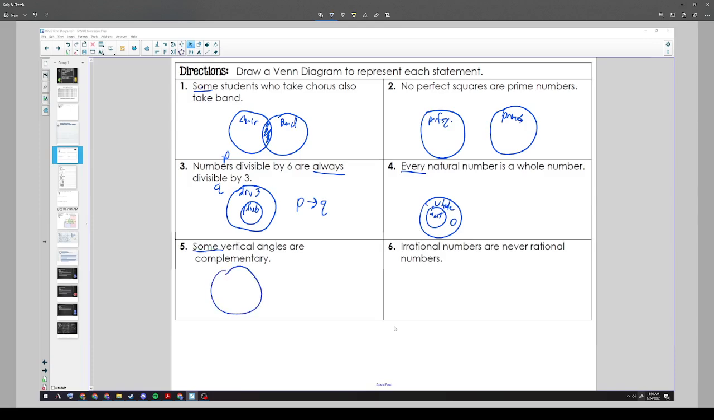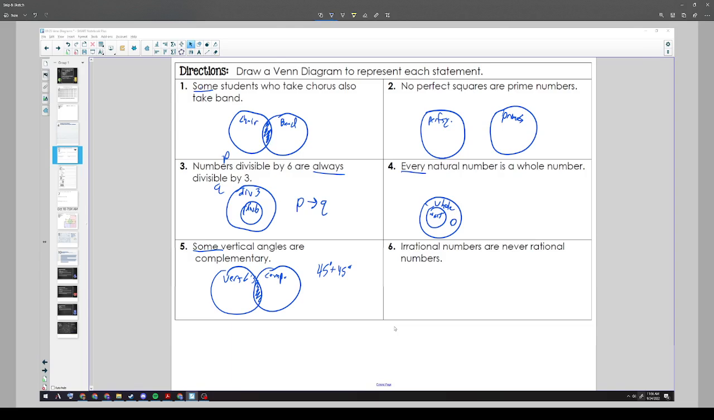Next one says some, so some tells us that we're going to have this partial overlap. So we're going to have vertical angles here, vert angles, and then some of them are going to be complementary. So we have this partial overlap of the ones that are both. So specifically, there's only one pair of vertical angles that are complementary, and that would be if we have 45 plus 45 degrees. That would give us complementary vertical angles.